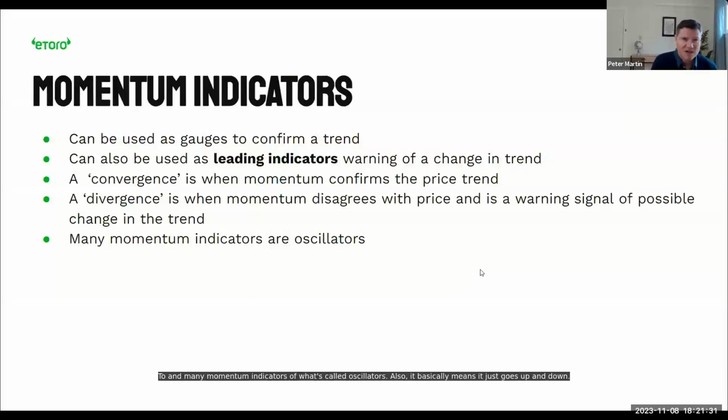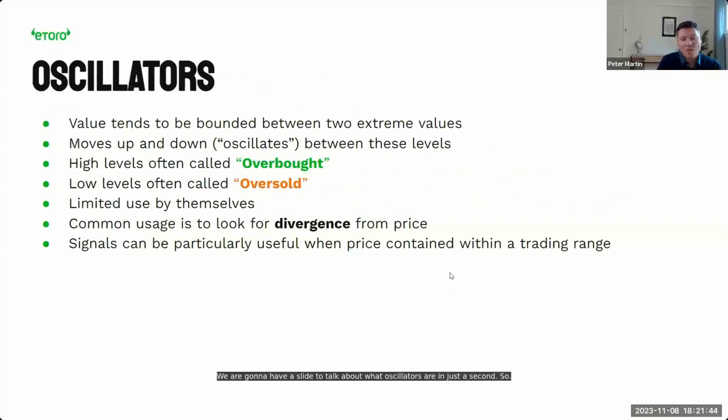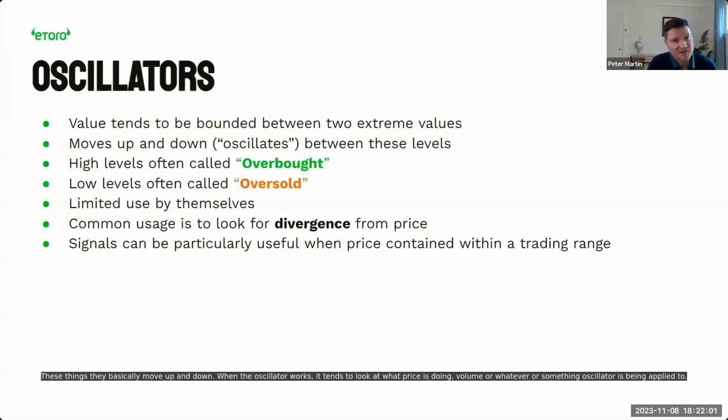And many momentum indicators are what's called oscillators. Oscillator basically means it just goes up and down. We are going to have a slide to talk about what oscillators are in just a second. So oscillators, they don't have to be, but often their values tend to be bounded between two extreme values. So you get these two types of oscillators, ones that are bounded, and they tend to only go between 0 and 100, let's say. And then unbounded ones where there isn't this fixed level, but they do tend to move in a very similar way. They basically move up and down.